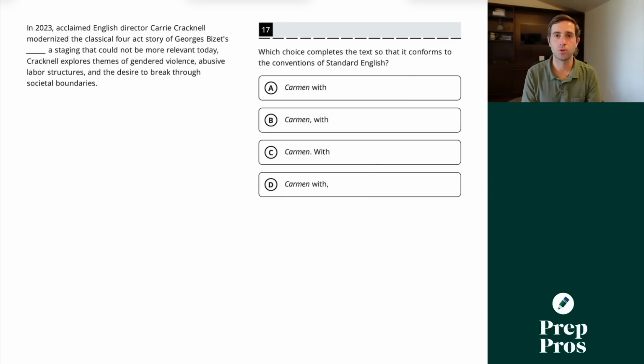So learning these rules, super, super important. And you're going to be able to spot this because here we see one of those marks of punctuation that could join 2 full sentences. That's kind of our heads up that we're dealing with this.